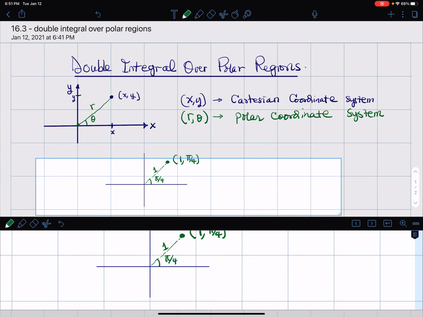And then let's look at a point that is around here. Okay, assuming this point is 0.5 units away from the origin, and it makes an angle of 270 degrees. So this angle is 3 pi over 2, right? So that would be the coordinates of the point, and so forth.